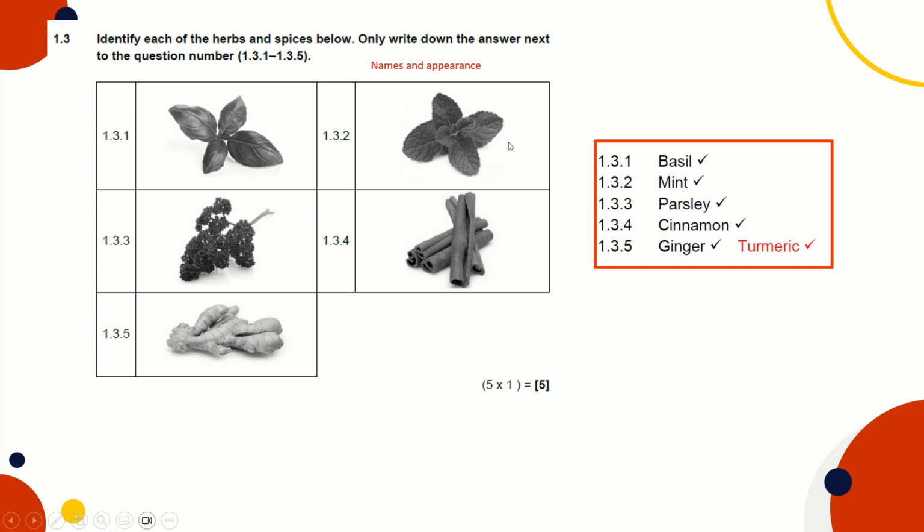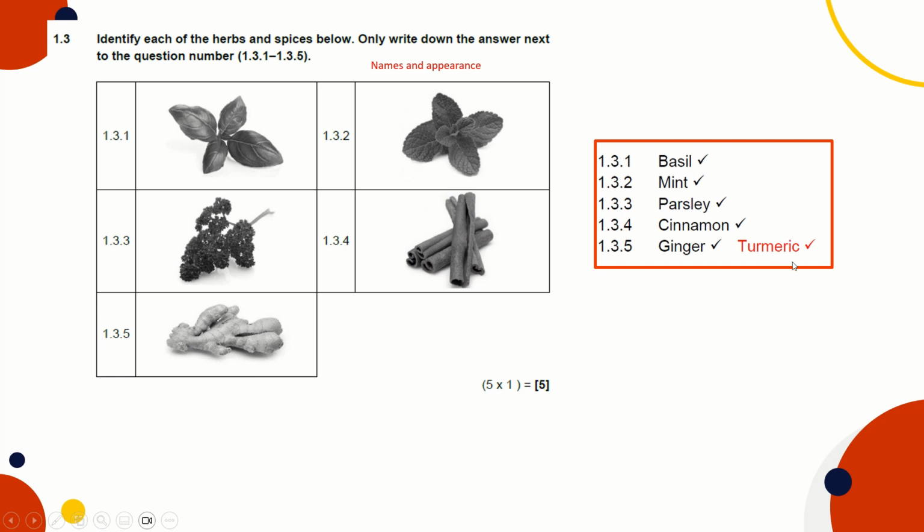1.3.2, if you know them, it is mint. 1.3.3, this is a very famous type of herb to use. It is parsley. You can clearly see the small curly leaves. 1.3.4, this is the bark of the tree, and this is cinnamon. And then 1.3.5, it can either be ginger or it can be turmeric.